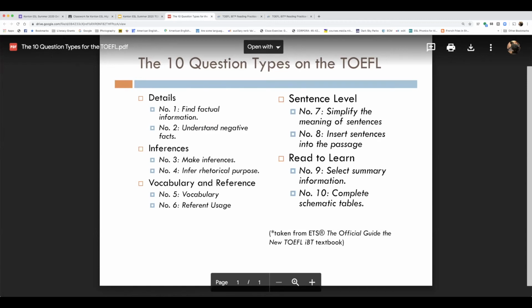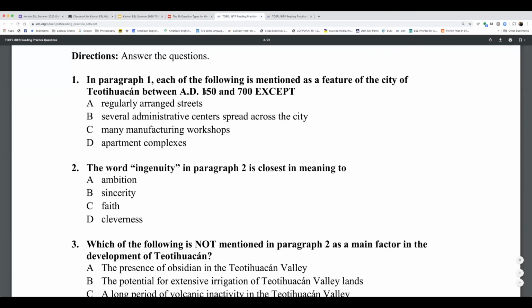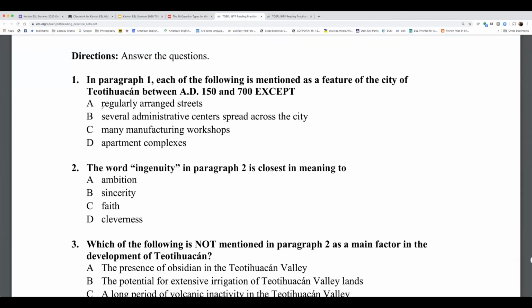Now, for example, let's go back to the reading. So let me pull that up here. Okay, so for example, guys, let's look at these 4 choices. We just talked about it just a moment ago. So we said regularly arranged streets, several administration centers, many manufacturing workshops, or apartment complexes. So the truth is, we saw some of those in the text, right? You recognize some of these choices? Yes. Yeah, some of these look familiar, right? The question is, which one is not true? Which one does it not mention?